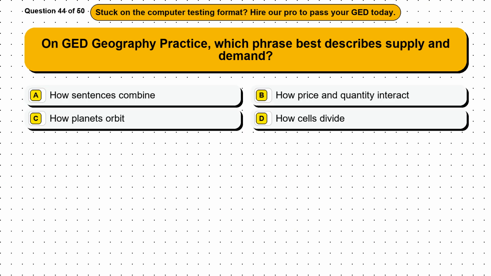Question 44. On GED Geography Practice, which phrase best describes supply and demand? Option A. How sentences combine. Option B. How price and quantity interact. Option C. How planets orbit. Option D. How cells divide.